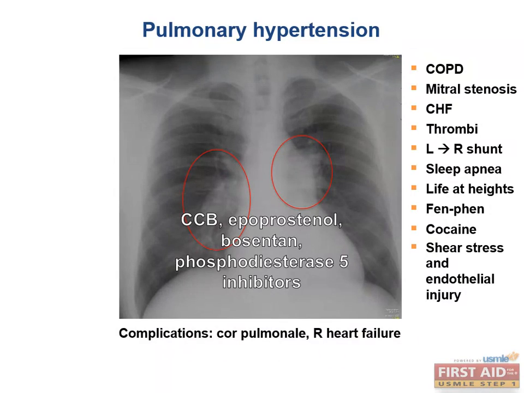What are the long-term sequelae of pulmonary hypertension? Over time, you may get cor pulmonale and right ventricular failure. On physical exam, you would see jugular venous distension, edema, and hepatomegaly. At the end of the day, some patients may ultimately require a lung transplant in order to survive.